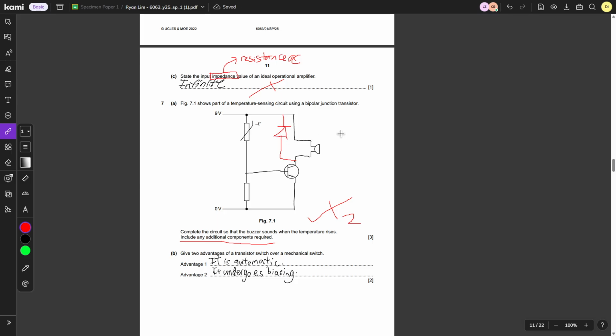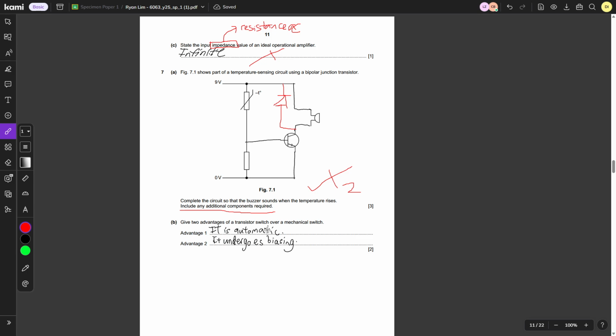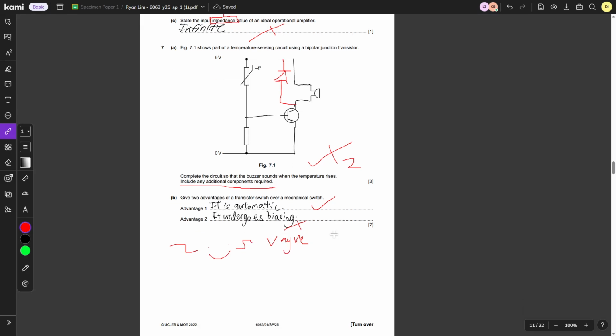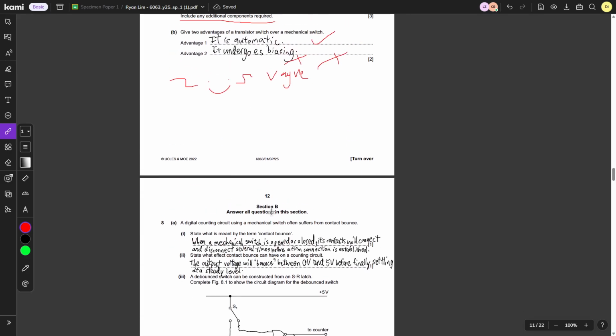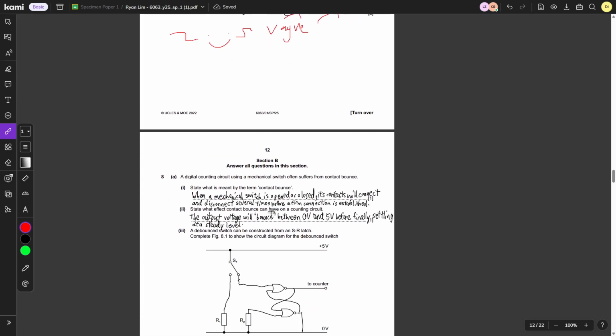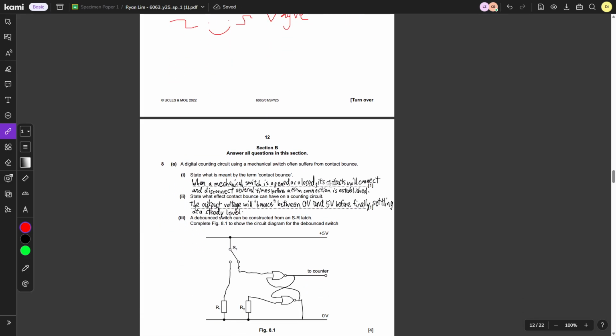All right. It is automatic. I can accept that. It undergoes biasing. So no, I don't accept that. Whoa! He wrote out every single letter. Damn, bro, this guy. Okay, anyway, digital counting circuit using a mechanical switch often suffers from contact bounce.